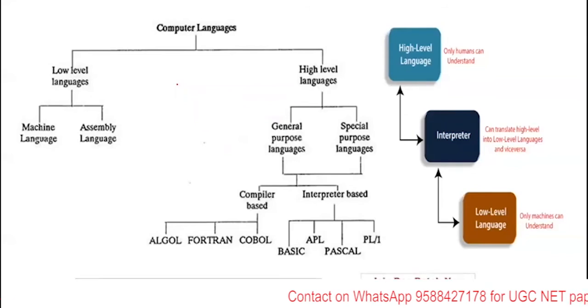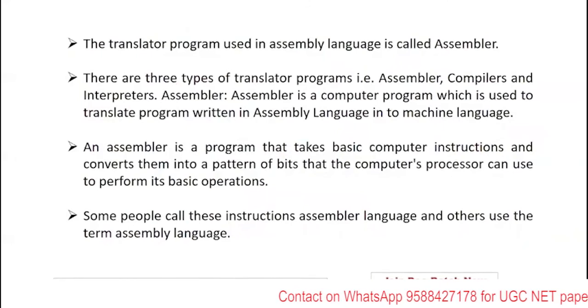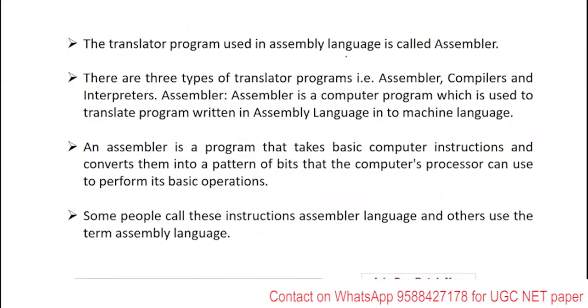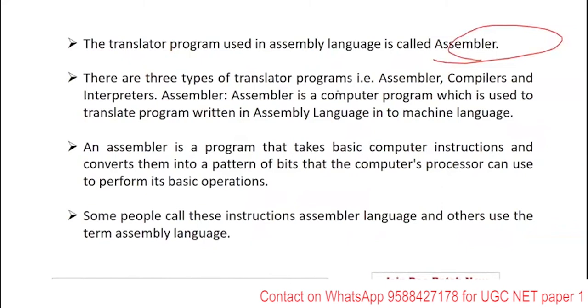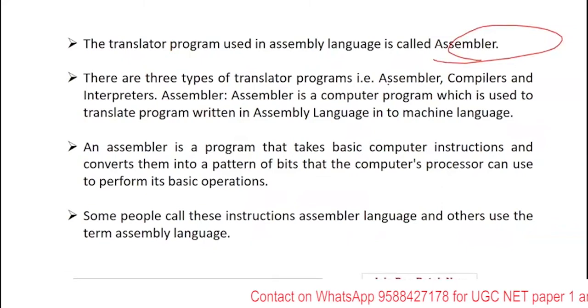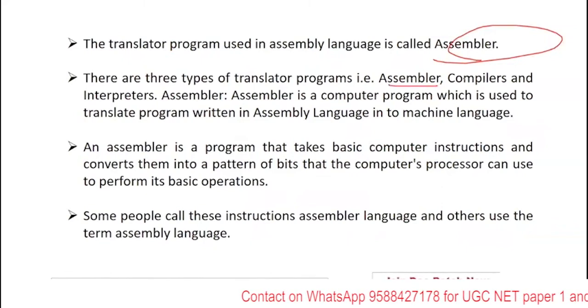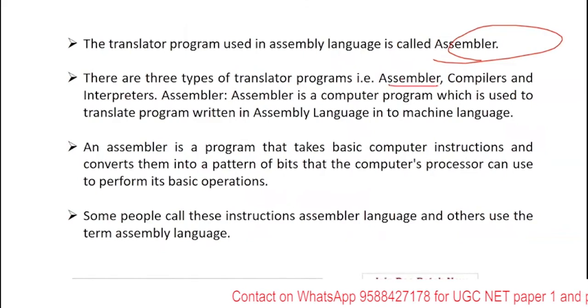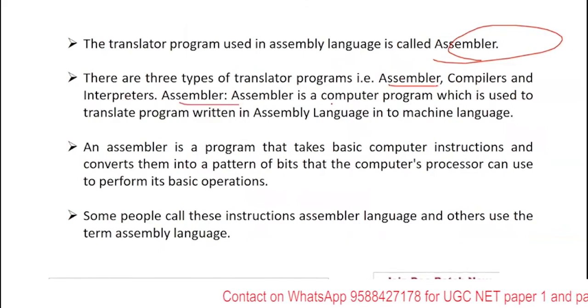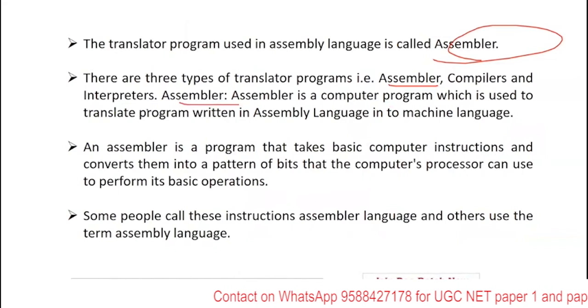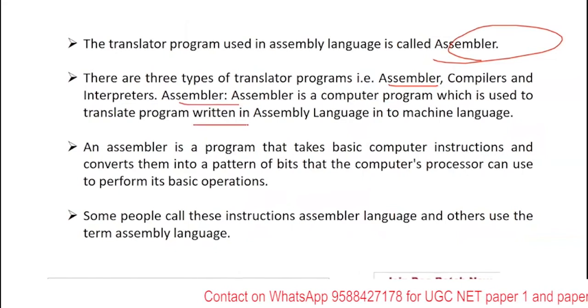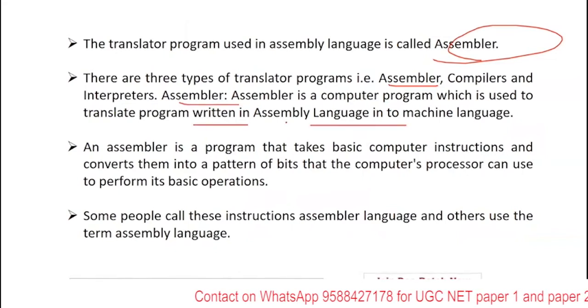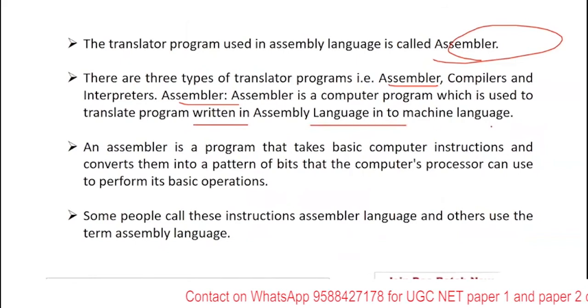Now let's see the translator. The program used in assembly language is called an assembler. There are three types of translator, that is assembler, compilers, and interpreter. We are going to see compilers and interpreters separately. An assembler is a program which is used to translate a program written in assembly language into machine language.